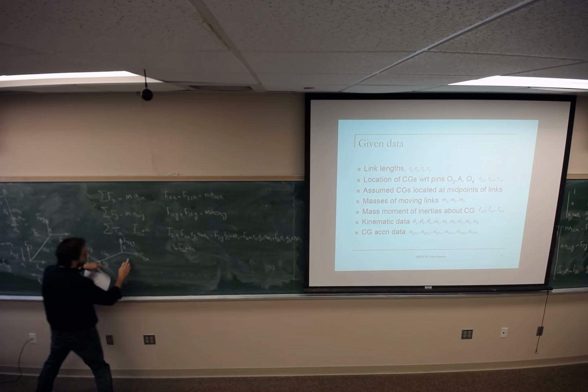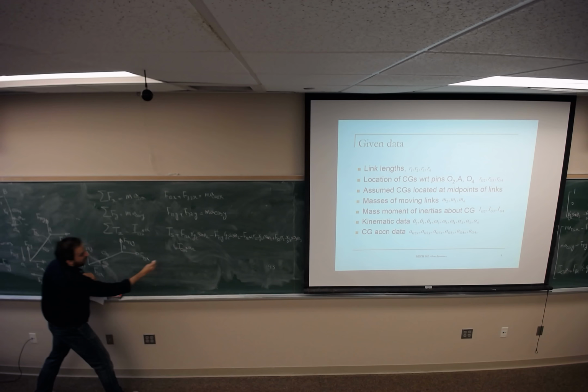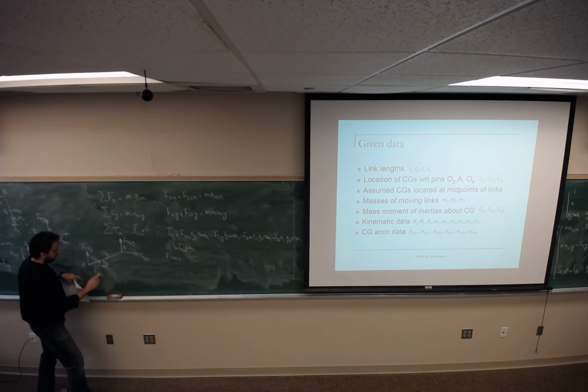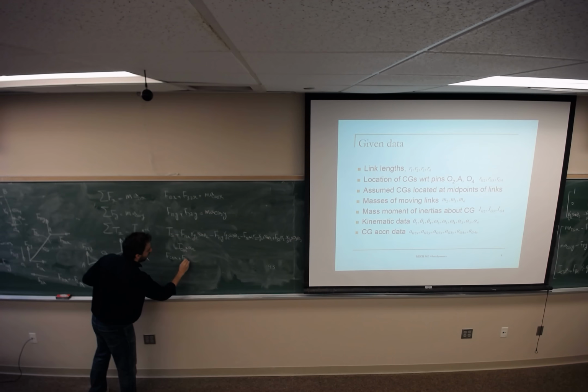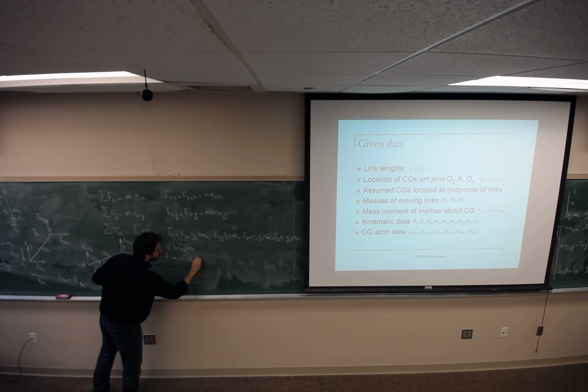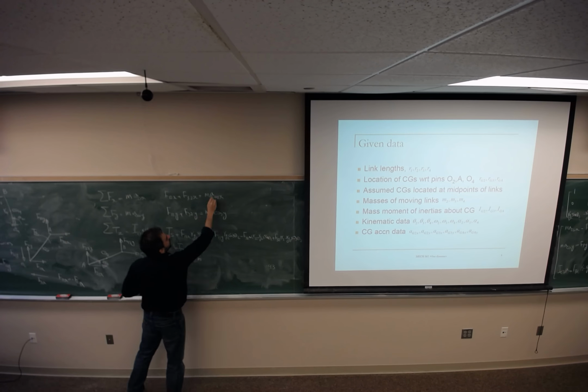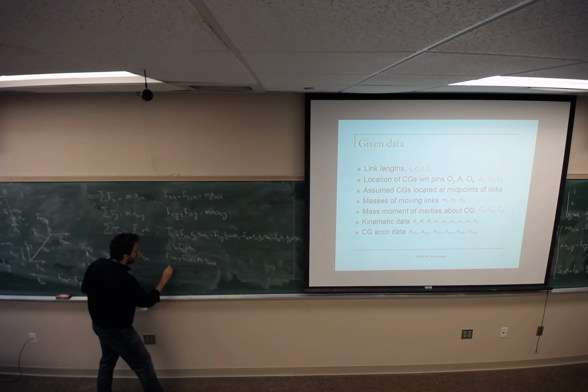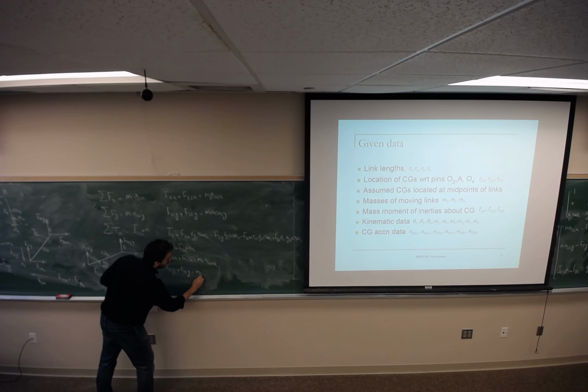First, F23x plus F43x equals the mass of link 3 times the acceleration of the center of gravity of link 3 in the x direction. F23y plus F43y equals m3 times the acceleration of the center of gravity of link 3 in the y direction.